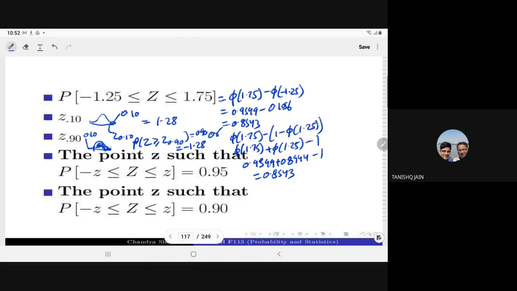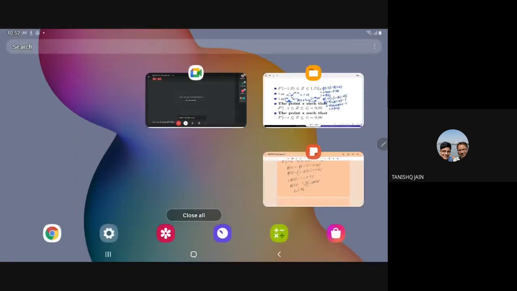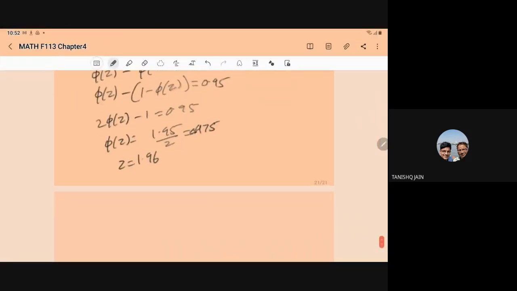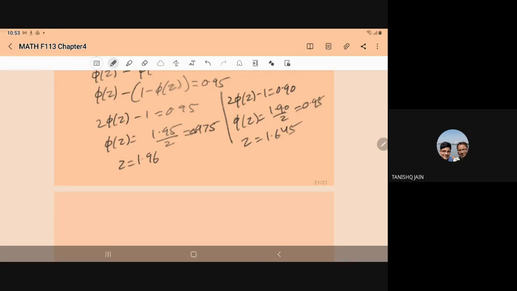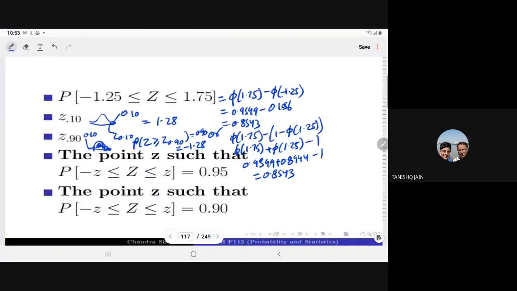And minus Z to Z is equal to 0.90. So when it is 0.90, it will become 2 phi of Z minus 1 is equal to 0.90. So phi of Z will become 1.90 divided by 2, that is 0.95. And just now we have seen Z is equal to, for 0.95, it is 1.645. So these are some standard values that you have to remember.